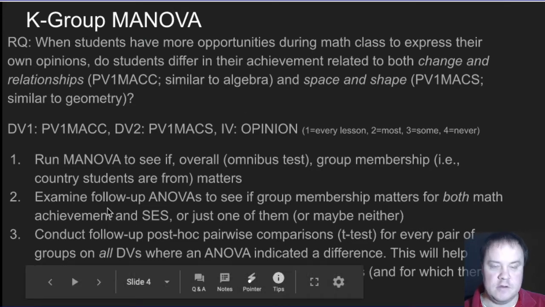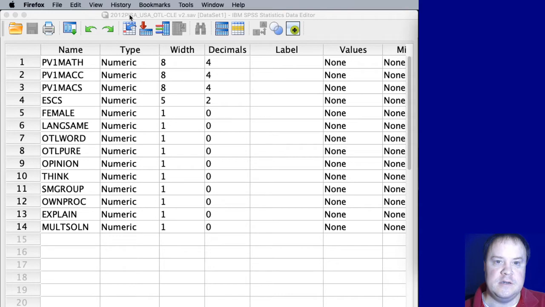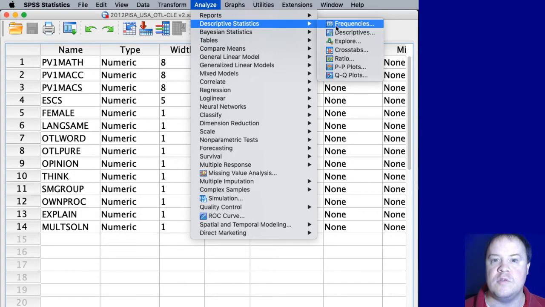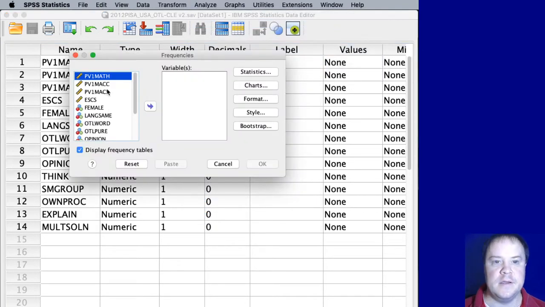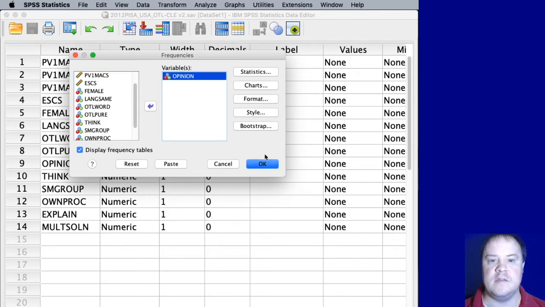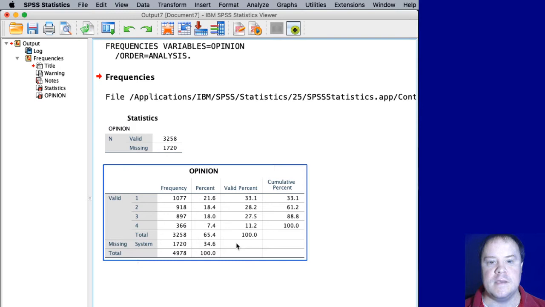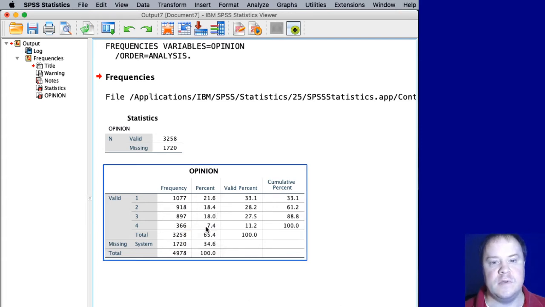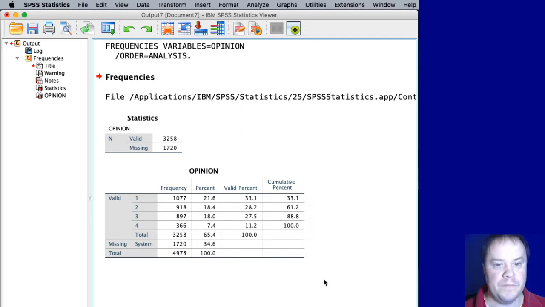All right, so let's go to SPSS. And just to get an idea of what this looks like, let's go ahead and do some descriptive stats on the opinion variable so we can get an idea of how imbalanced it might be. You can see here that definitely as you get towards never, there's not very many people in there, but otherwise it seems to be pretty fairly balanced. If you look at the percentages, about 1/5 of the population is in each of those categories, with much less in category number 4.